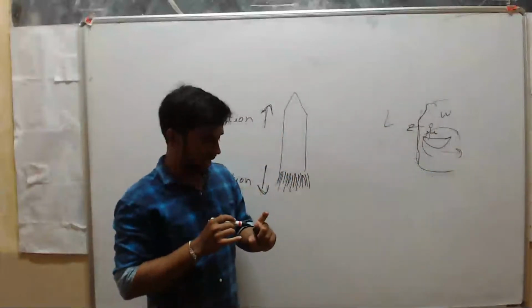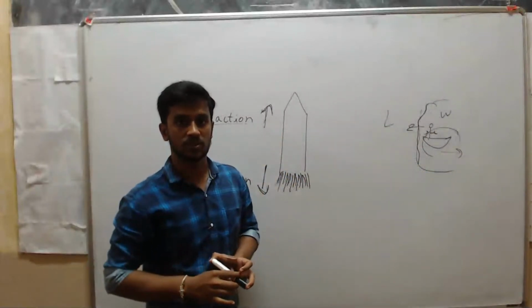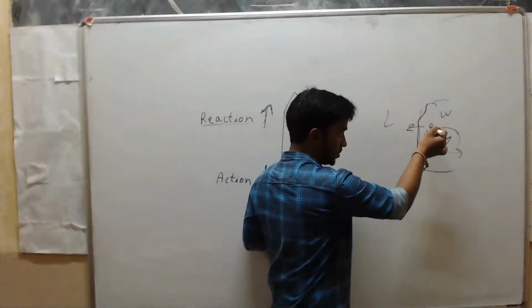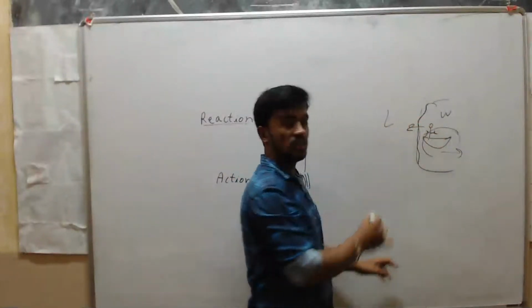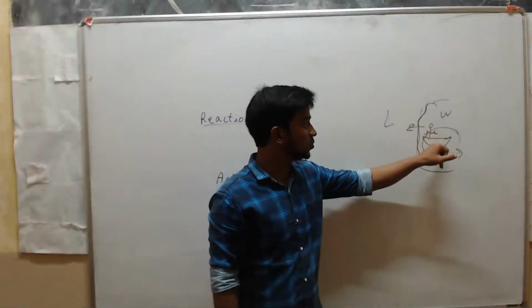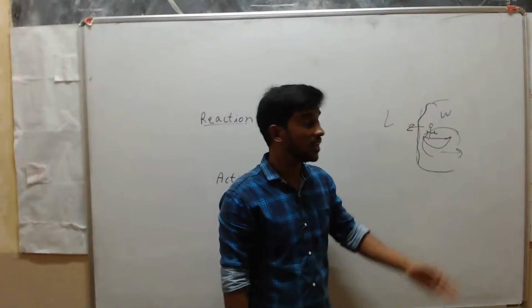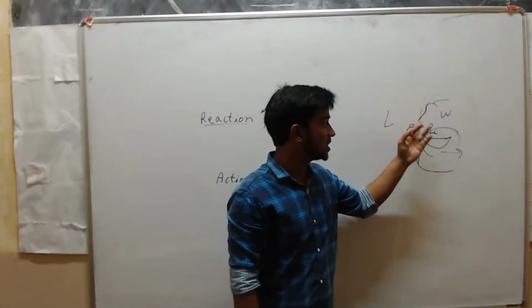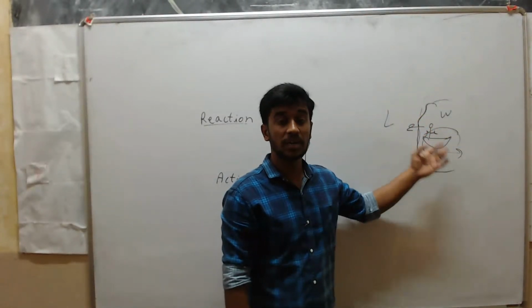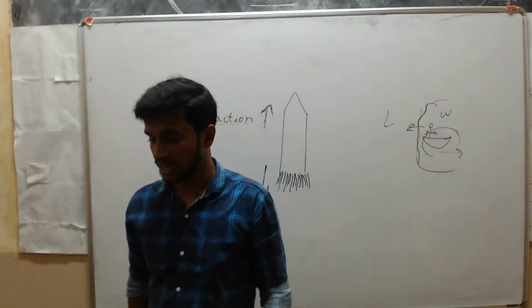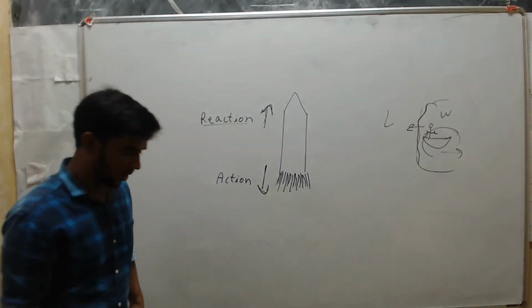Here also action and reaction take place. The man jumping from the water to the land is the action, and the boat moving in this direction is the reaction. Here also both action and reaction are the same, but they are in opposite directions. And take one more example, while walking.